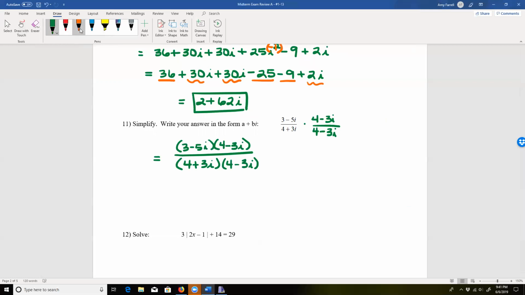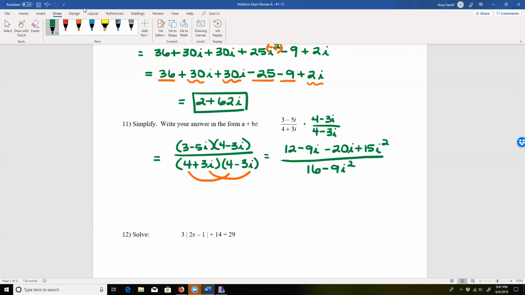You can, if you want, in the denominator, I call it a lazy FOIL, but anytime you're multiplying two conjugates, the middle terms will cancel. So if you want to do a lazy FOIL in the bottom, you can. In the top, make sure you do a complete FOIL. So in the numerator, I have 12 minus 9i minus 20i plus 15i squared, because I've got a negative 5i and a negative 3i, so positive. In the denominator, 16 minus 9i squared.